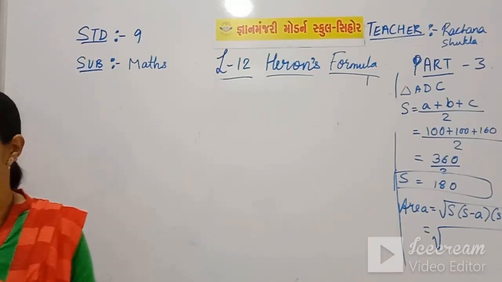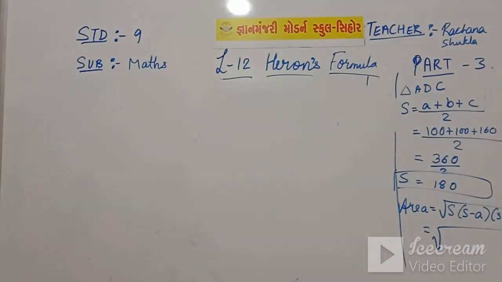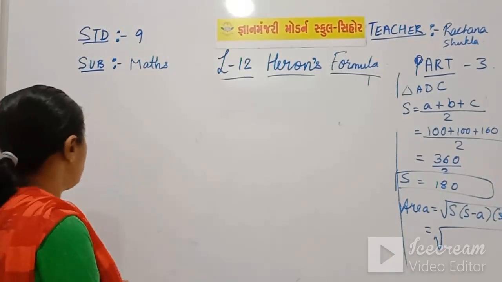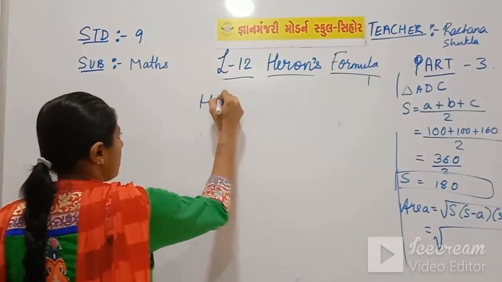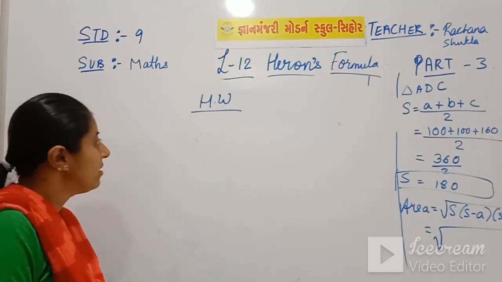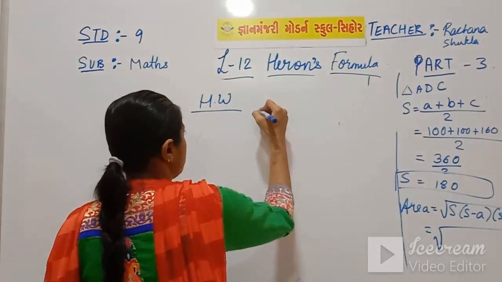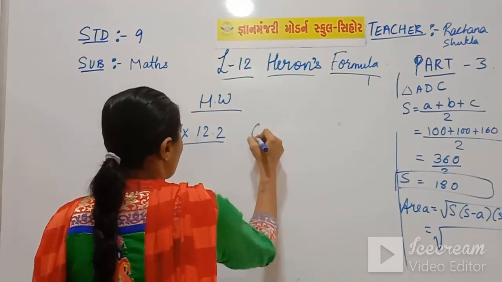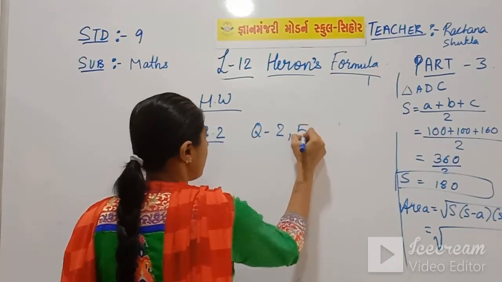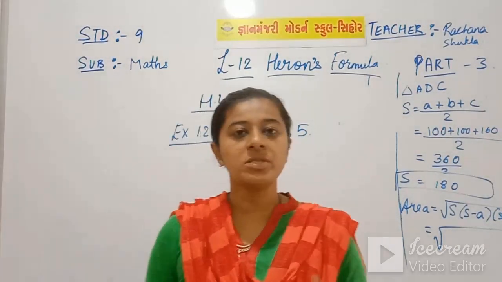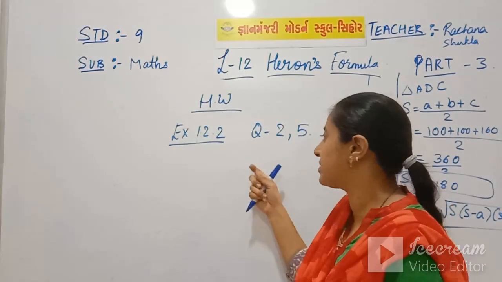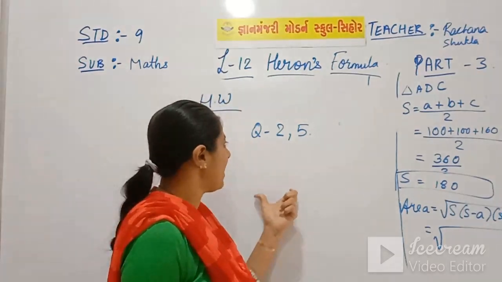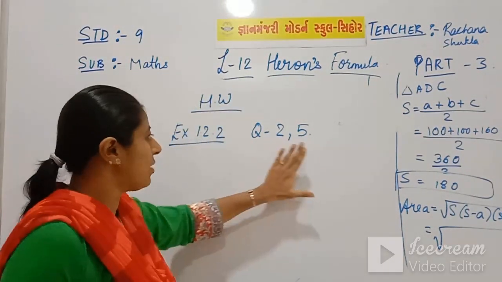In your homework, you will try exercise 12.2, question number 2 and 5. Only two sums. Today I am giving you only two sums for trying. You have to try it in your fair book. That is question number 2 and 5.